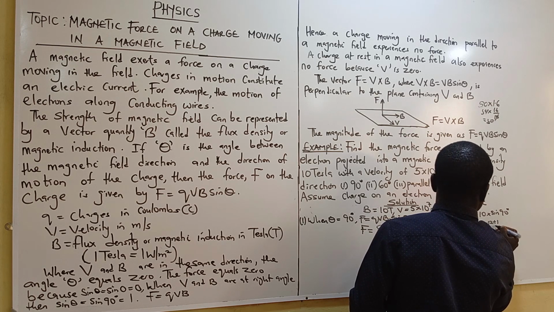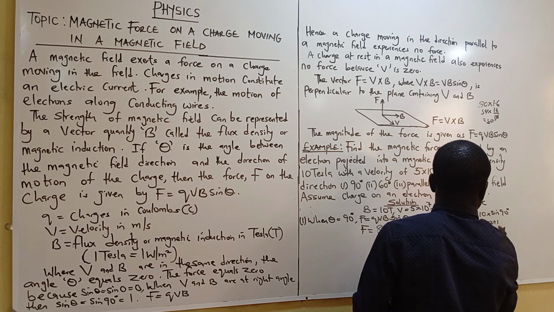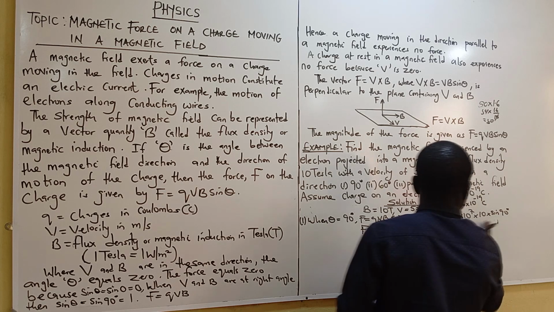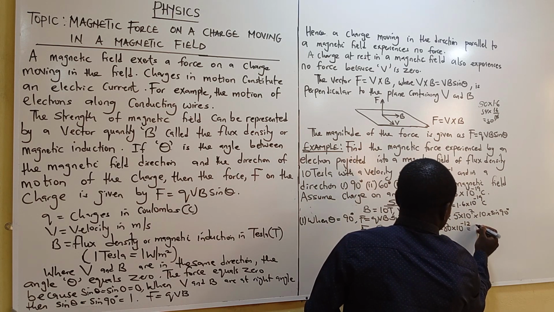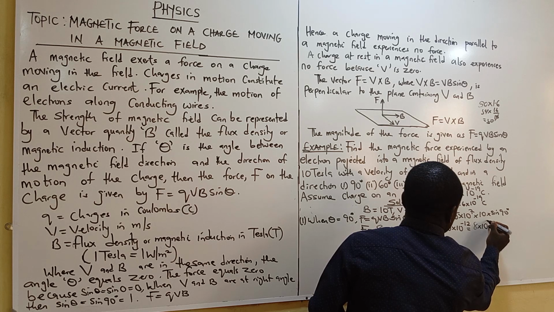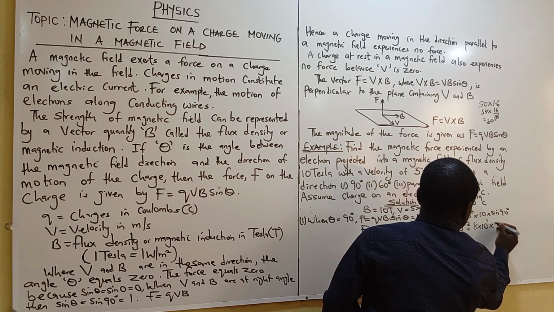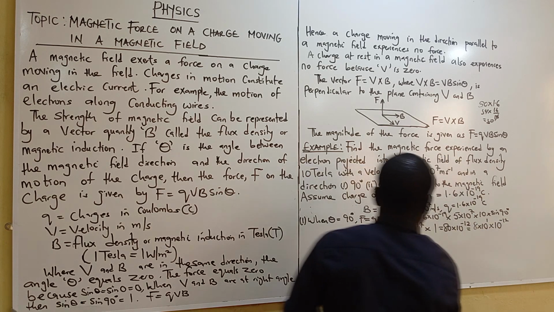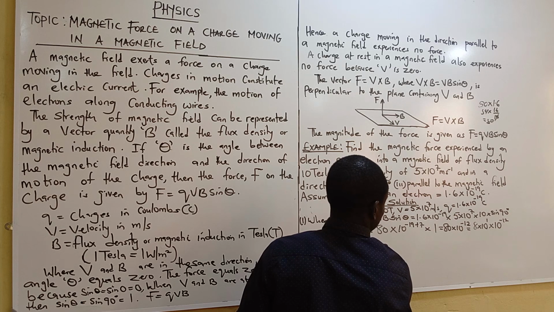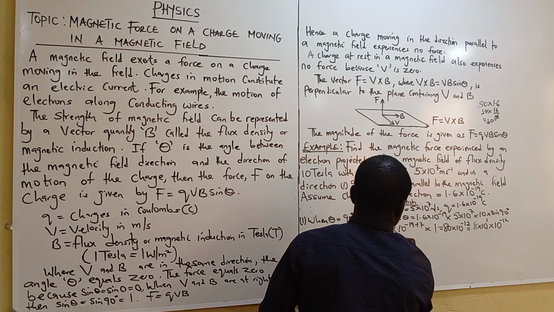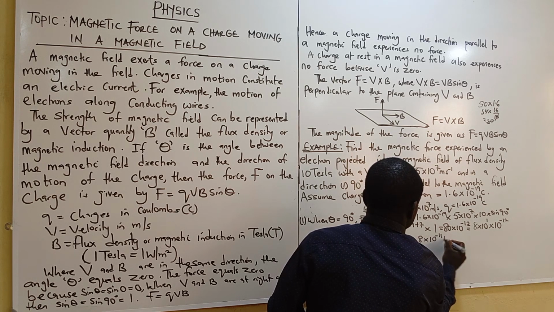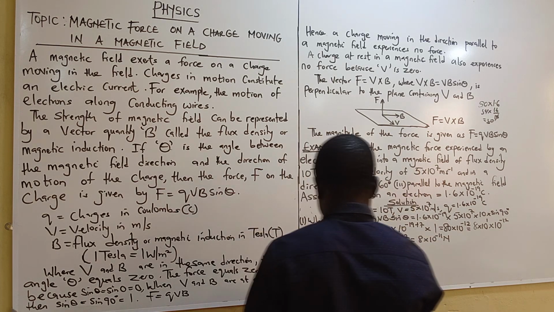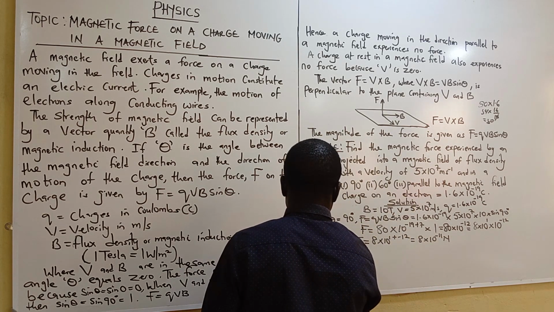Let me analyze it very well. This one now equals 8 times 10 raised to power 1 times 10 raised to power minus 12. F now equals 8 times 10 raised to power 1 plus minus 12, which equals 8 times 10 raised to power minus 11 Newton.